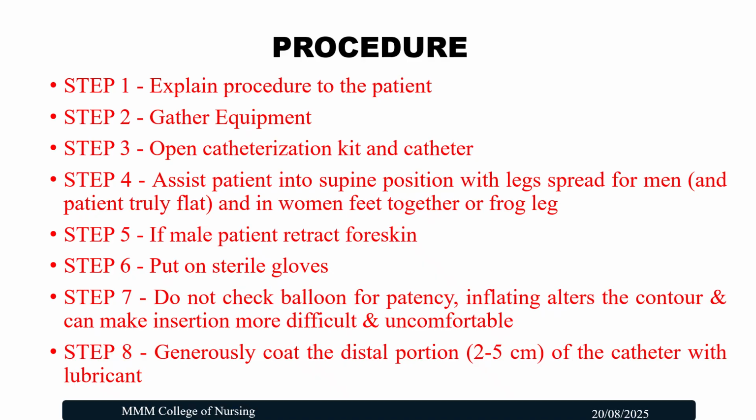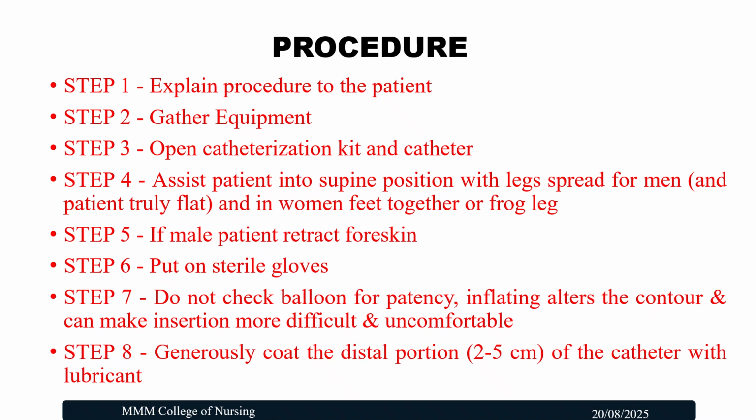Coming to the catheterization procedure. Step 1 is to explain the procedure to the patient, gather the equipment, and open the catheterization kit and catheter. Place the patient in a supine position with the legs spread for men and lying flat, and in women with feet together or in frog-leg position. If the patient is male, retract the foreskin and put on sterile gloves. Do not check the balloon for patency, as inflating it alters the contour and can make insertion more difficult and uncomfortable.